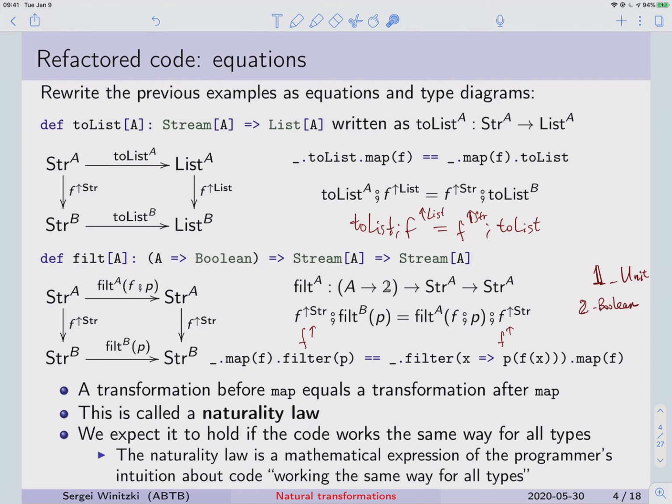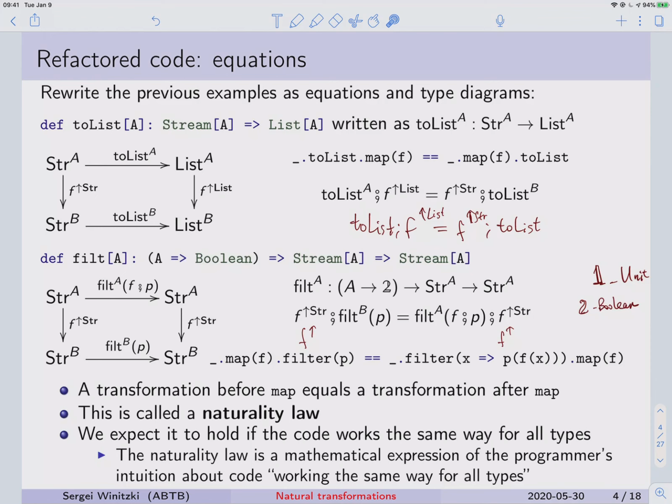So we have seen these examples. They all look kind of the same in the sense that a transformation before map equals a transformation after map. So this before map, this after map. This before map, this after map. And every time you have this kind of diagram where the result is the same whether you go this way or this way. So these diagrams are called in mathematics commutative diagrams. And for programming, I would only use them to illustrate the types that I'm involving in my equation.